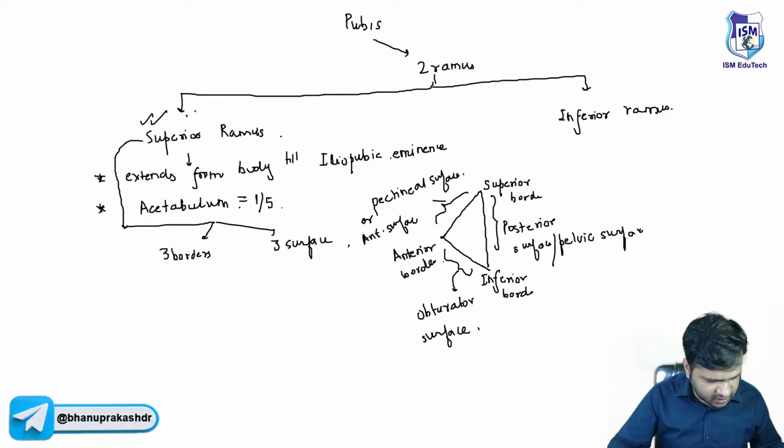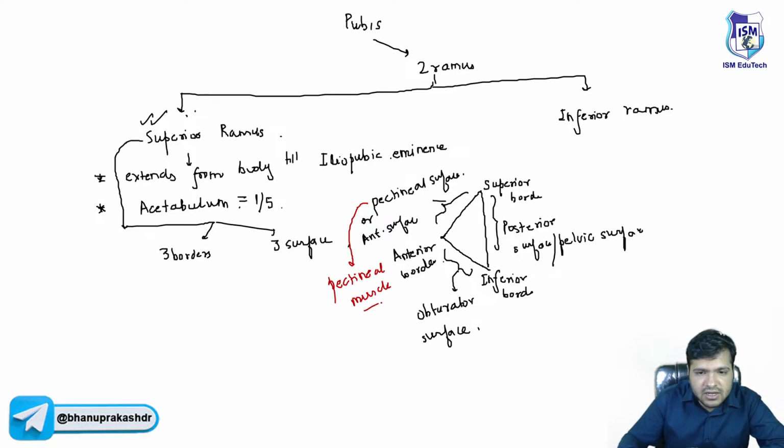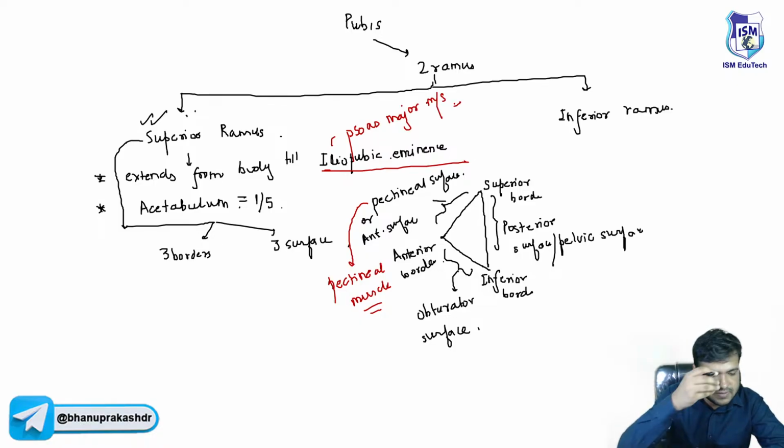Chalo, Ash, Harsh, very good beta. So yes, let me write here: on the pectineal surface a muscle attaches, beta, that is called the pectineal muscle. The pectineal muscle originates from the pectineal surface. The iliopubic eminence, you already know, is where the psoas major muscle will originate.